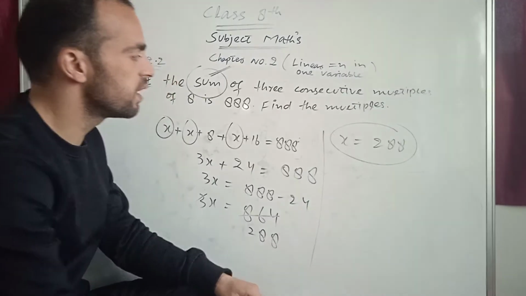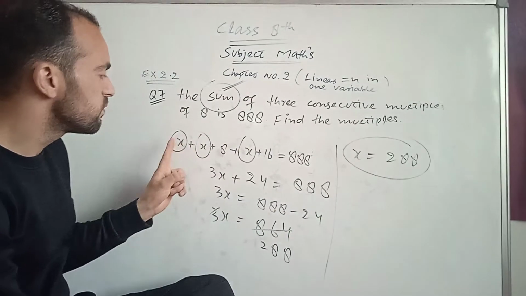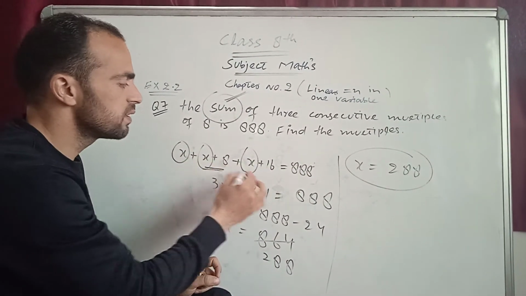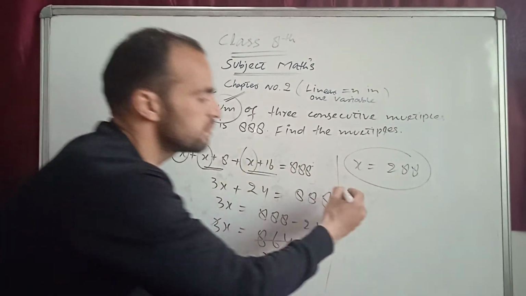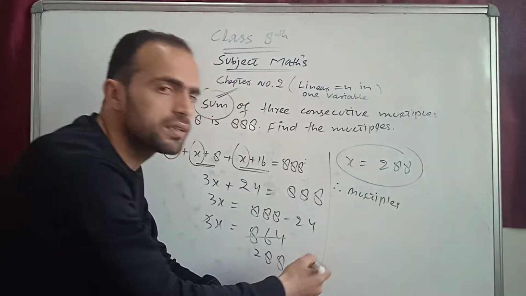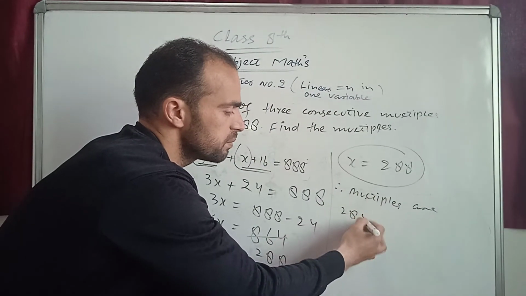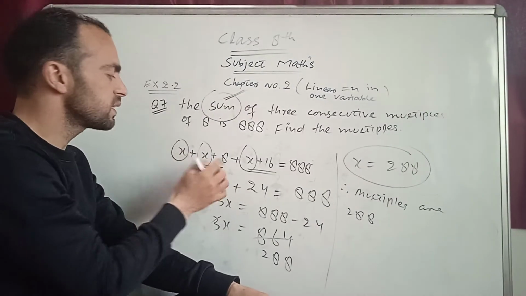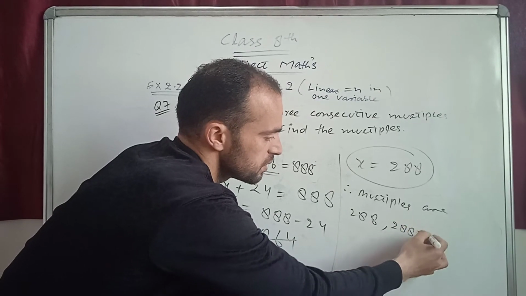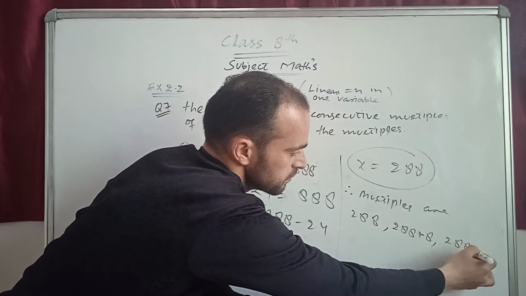Now the question was saying the sum of three consecutive multiples. It means the first multiple of 8 is 288. Next will be x plus 8, and the third will be x plus 16. Therefore, the multiples are: the first multiple is 288 because we started from x. Next is x plus 8, meaning 288 plus 8, and the next is 288 plus 16.